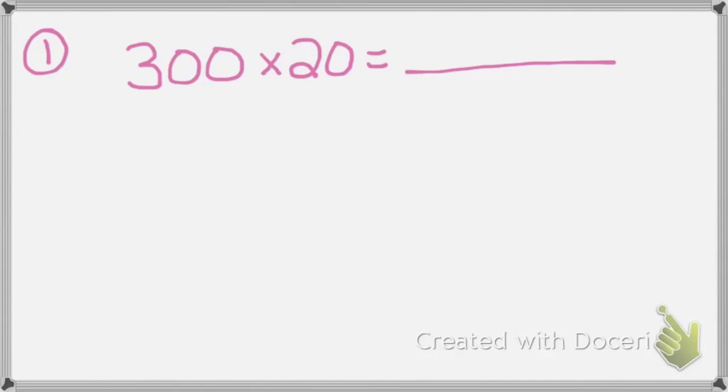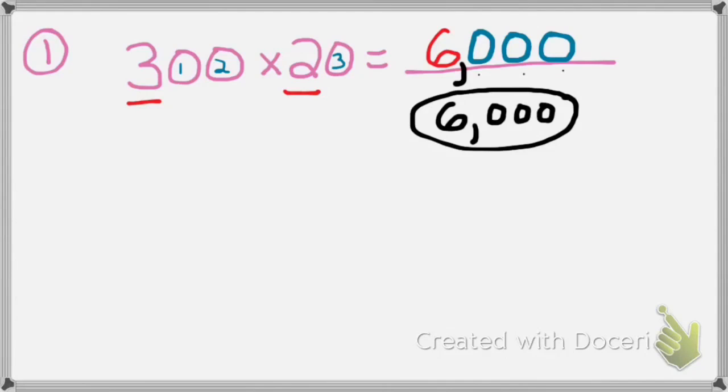In example number 1, my problem is 300 times 20. In 300, my basic fact that is not an ending zero is 3. In 20, my basic fact that is not an ending zero is 2. So I will say 3 times 2 equals 6 and write it down. Then I will count up all of my ending zeros. 1, 2, 3. I have 3 ending zeros, so I will add 3 zeros to my answer. I see that this is a 4-digit answer, so I have to count backwards for my commas. Whoops. 1, 2, 3, comma. So my final answer is 6,000.